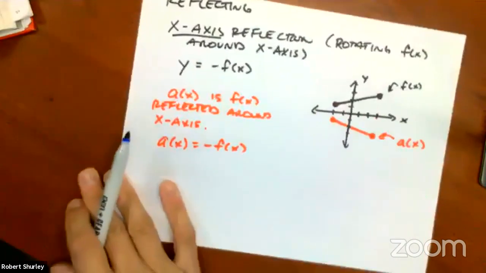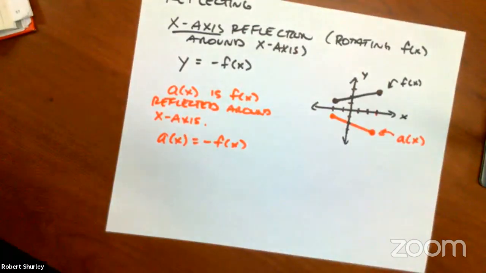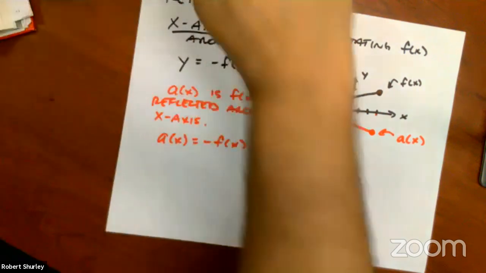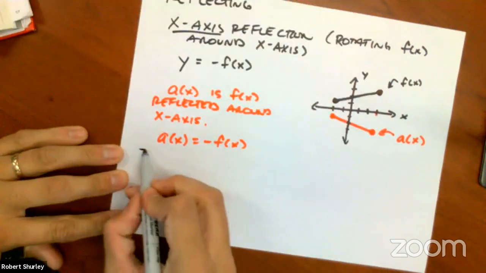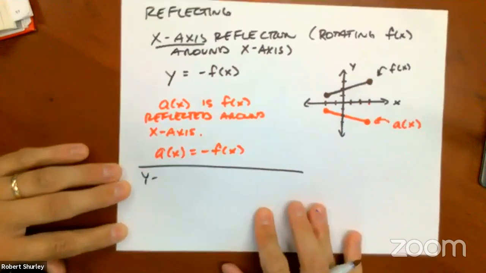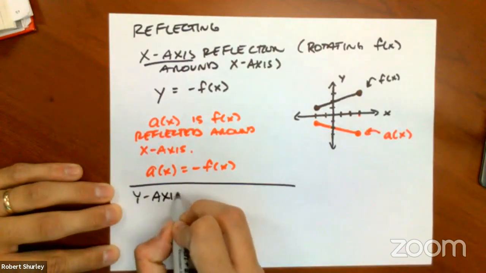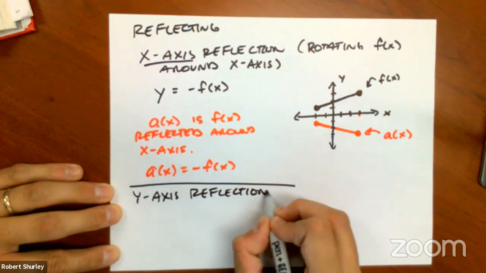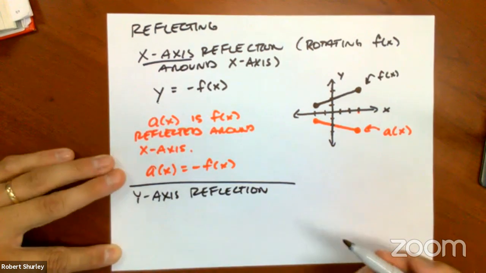I'm going to go back to this slide. I'm going to get a little lazy here. Okay, slide. It's a piece of paper. Let's now talk about y-axis reflection because it's a little different. Y-axis reflection is going to be inside the function.